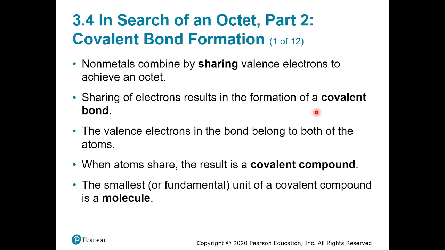Okay, so the valence electrons in your bond are going to belong to both atoms, and so we count their contributions to both to a degree. They count towards having full valence shells because now they're sharing. And so when atoms share, the result is going to be what's called a covalent compound.